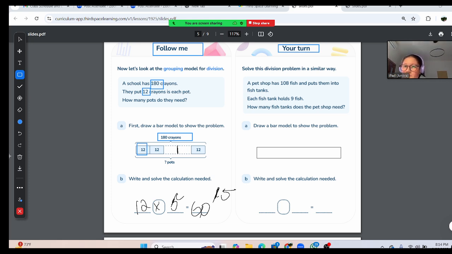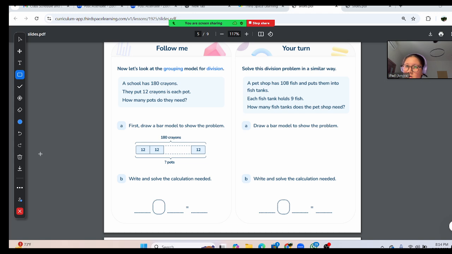Erase it. At the top of the 100 fish, 8 fish, 16 fish. A bar divided with 9. Very good. So you would divide 108 with 9.